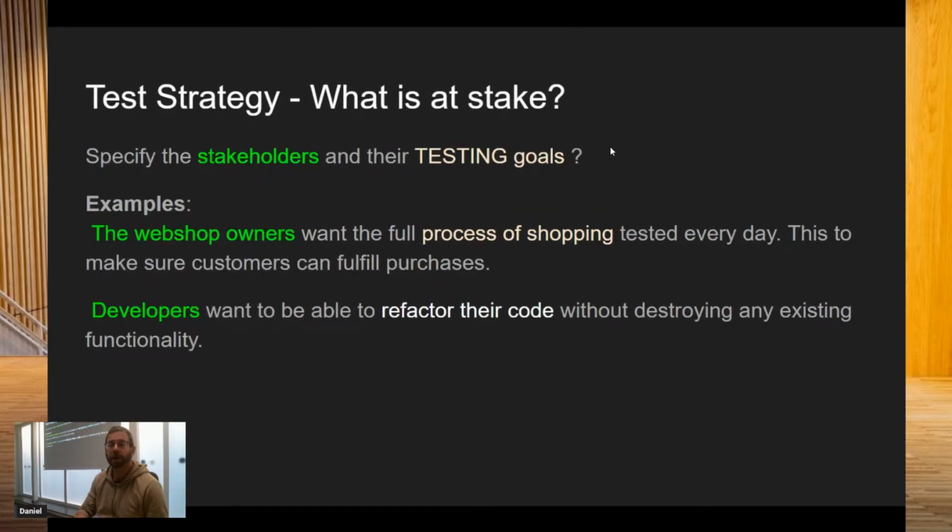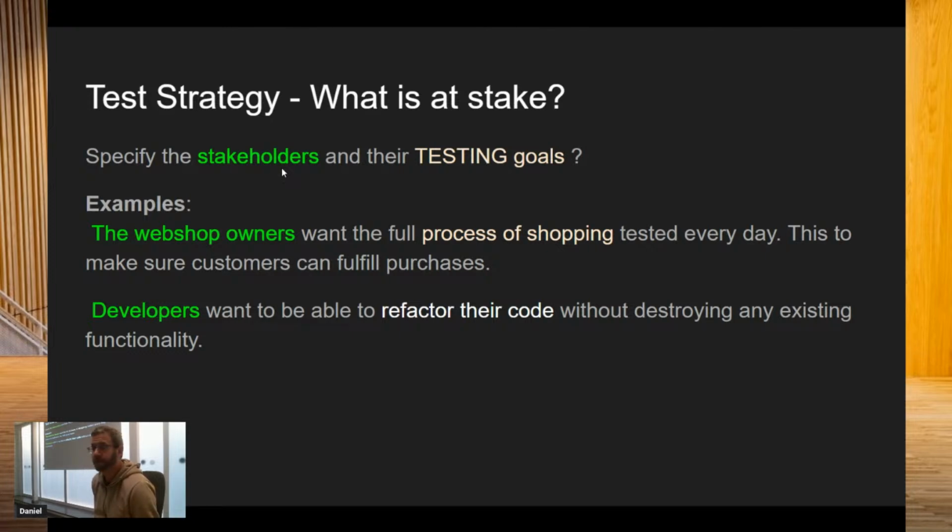So, okay, what is at stake and what kind of testing goals? For different applications, we have different stakeholders. These are people that are interested in the application from different perspectives. So it could be stakeholders like web shop owners or customers or developers of the project, or offsite stakeholders like the government and stuff like that.